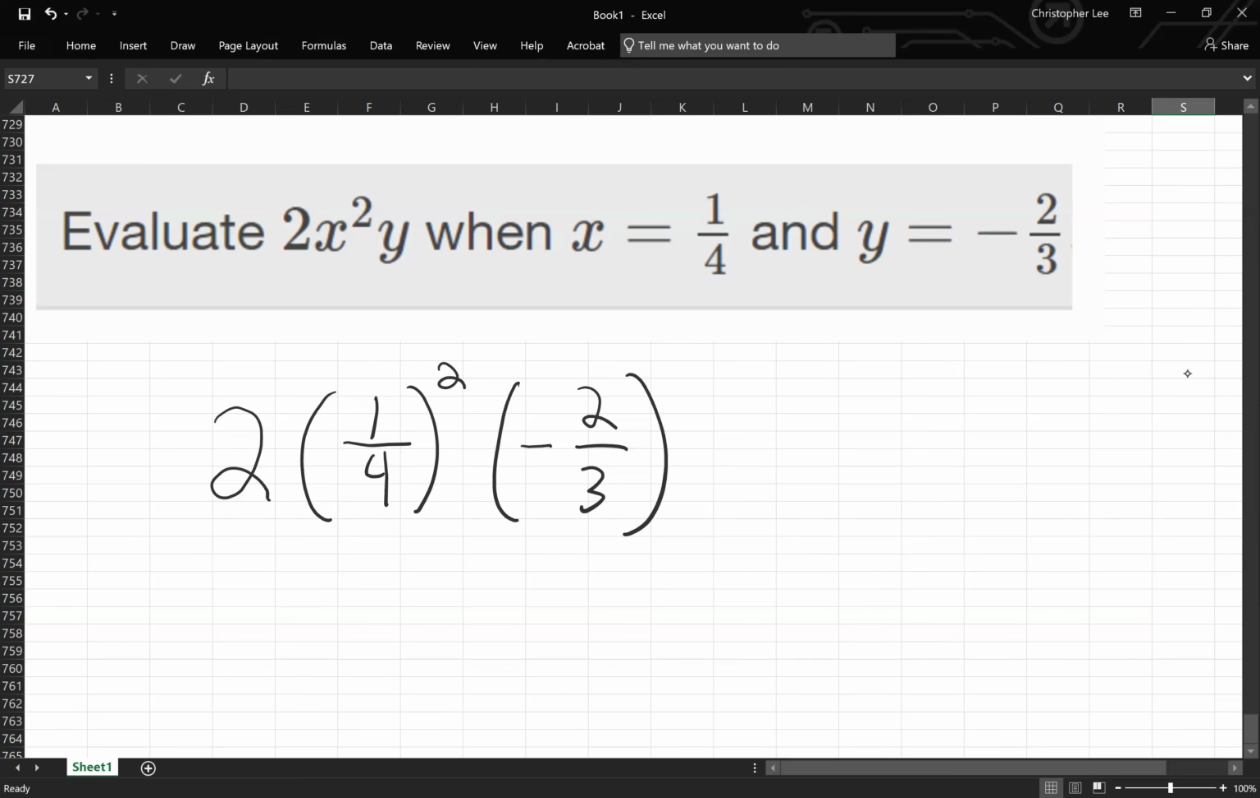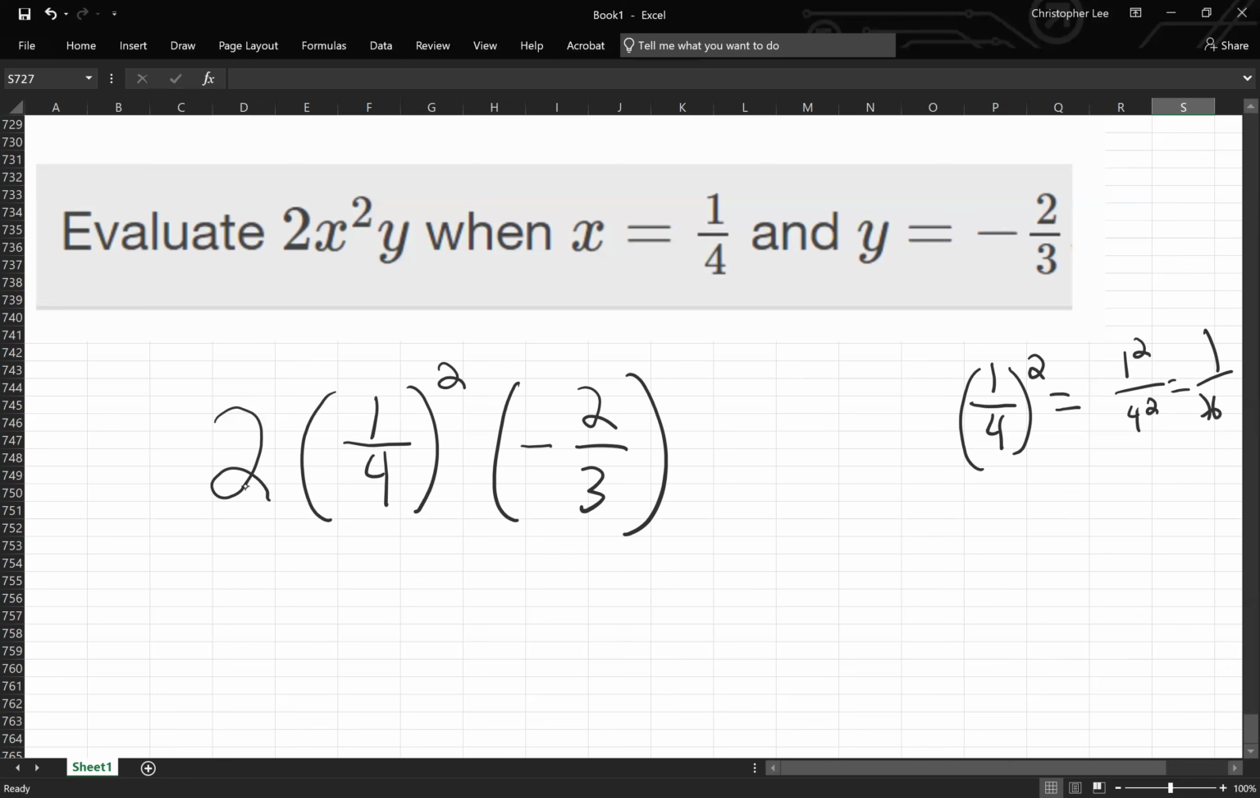So 1 over 4 squared. To get that answer, you square the numerator and you square the denominator. So what's the answer? 2/8? No, what's one squared? 1, right? And what's 4 squared? 16, right? So 1 over 16.